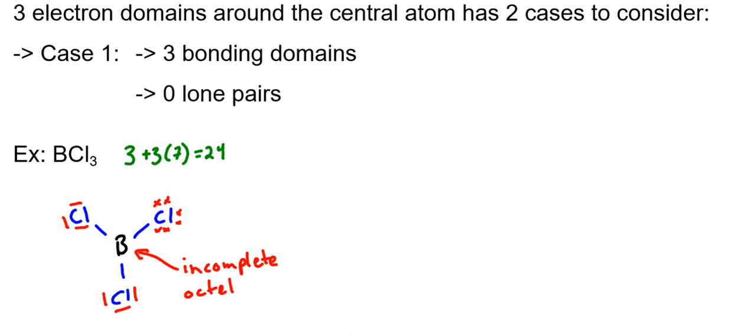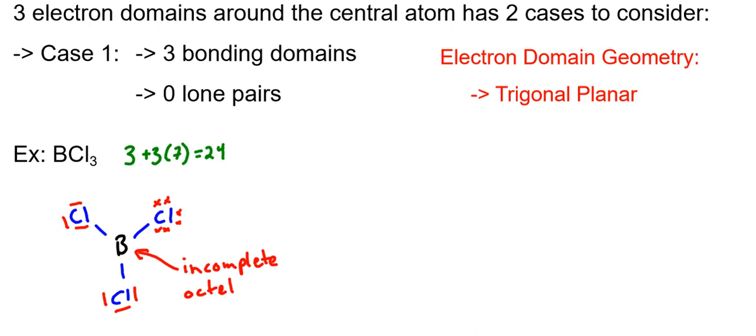Now, from this arrangement of having 3 electron domains, in this case all bonding domains, there's some things that we can draw conclusions about. We know that the electron domain geometry is trigonal planar. That will be true for both cases here, first case and second case, because it's 3 electron domains. So that won't change. Trigonal is just a fancy way of saying triangular, and planar means that this is actually a flat molecule.